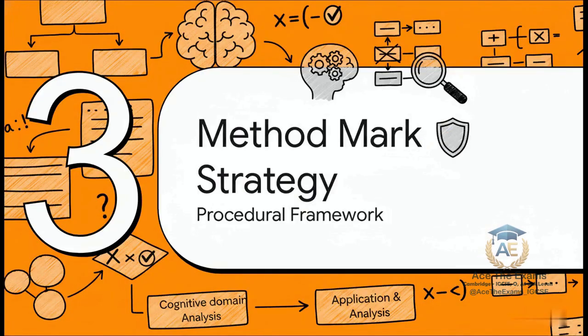Now, what's really interesting about this next part is how we actually secure those points. Welcome to Section 3, the Method Mark Strategy. This is an absolutely critical framework for securing process marks, even if your final code or your final calculation completely blows up. You see, the Cambridge syllabus assessment objectives are targeting distinct cognitive domains. They are looking for application and analysis just as much as raw knowledge. So if you mess up a calculation, but your procedural framework is flawless, you can actually still salvage the majority of the marks. You just have to show you're working in a way that speaks the examiner's language.